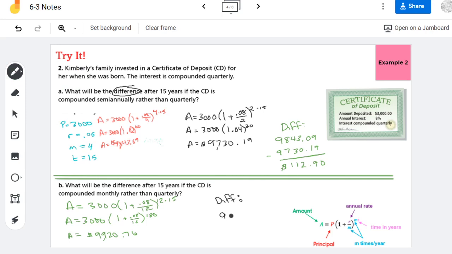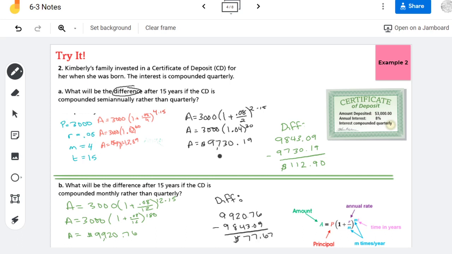And so the difference, we would take that 9920.76 and I would subtract that 9843.09. And again, I'm just doing this on my phone calculator because jumping over is really annoying. That would be 77.67. All right, so the 12 months versus the 4 months was only a $77 difference there.